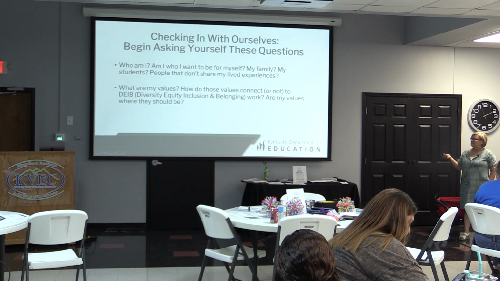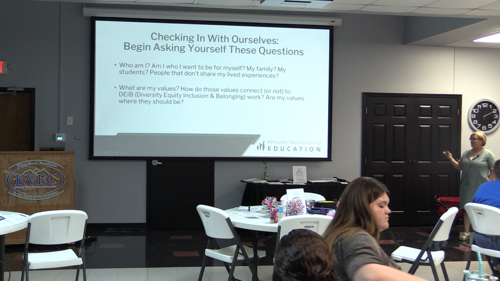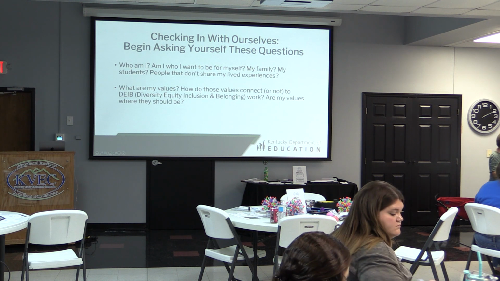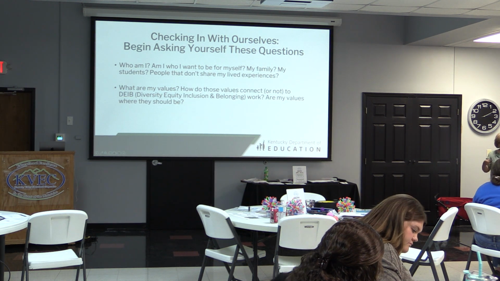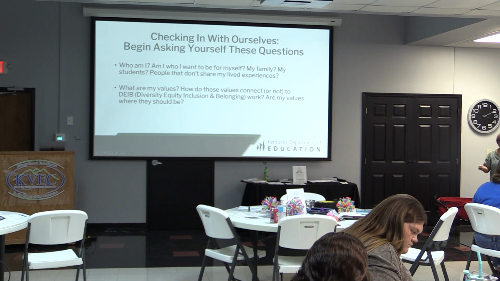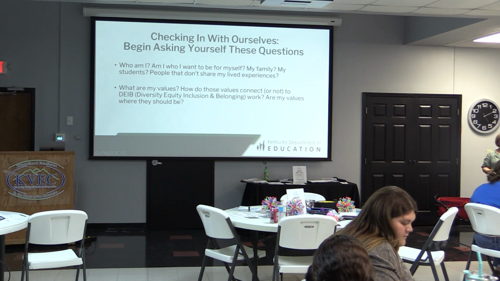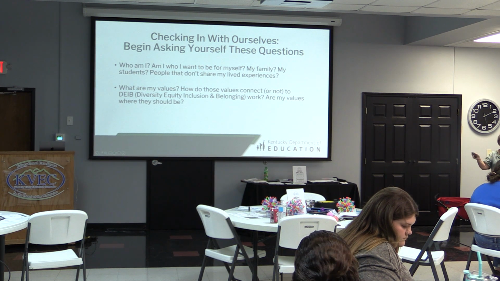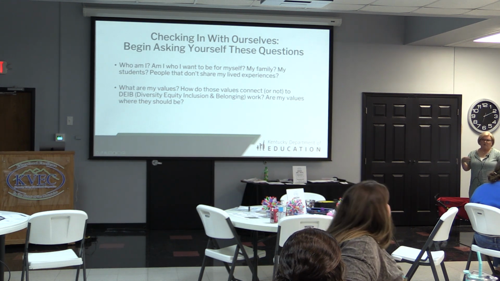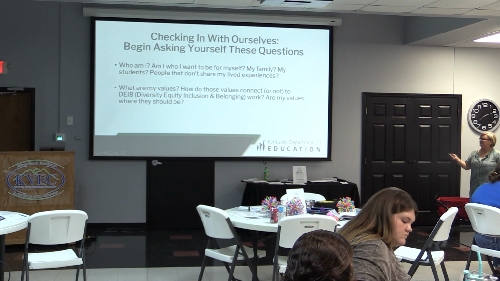So, what are my values? How do these values connect or not to DEIB, which is diversity, equity, inclusion, and belonging work? Are my values where they should be? After you've looked at those definitions, do you have a different idea of what DEIB is? Some people have a misconception that it's only about one or two things. It's about educating all of our kids, providing them with the strategies that they need, whoever that child is. As I said, we're all diverse. What I need may be a little different than what Rhonda needs or Mary needs. So it's an individual thing.